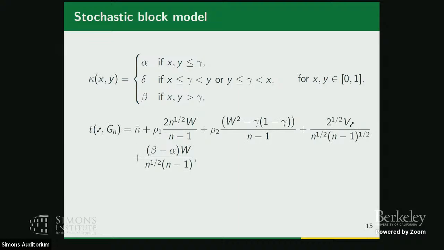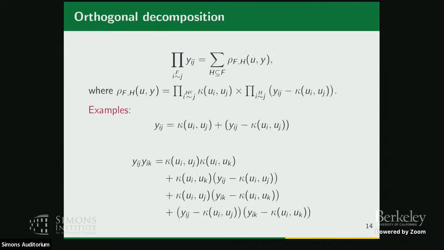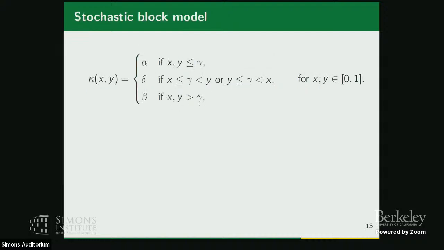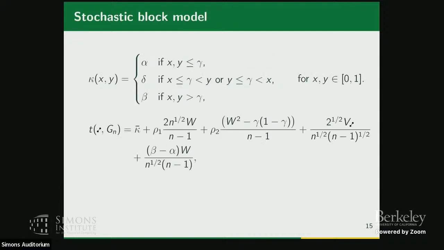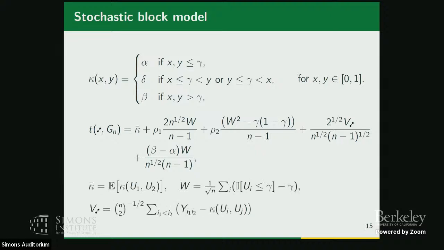If I go back and look at the edge density here, I only have two terms, but I also want to decompose this one further. So what we get is all these terms by getting the orthogonal decomposition. Here kappa bar is just the overall expectation, and W is the indicator that UI is less than or equal to gamma. This is specifically for the stochastic block model.